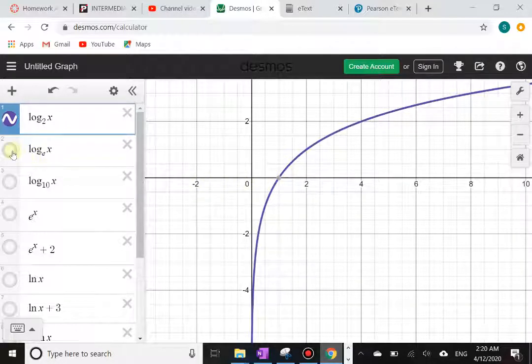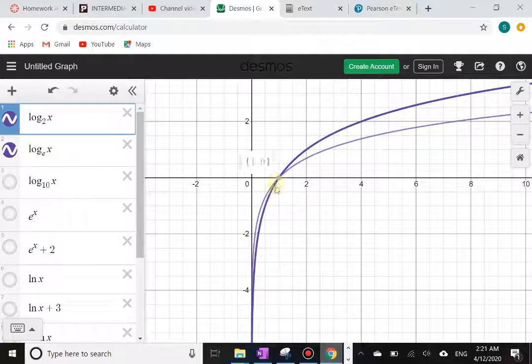What does a graph of log base e of x look like? There you go. As the base increases, this portion of the graph actually lies below the one with the smaller base. And for x between 0 and 1, the curve actually lies to the left of the one with the smaller base.